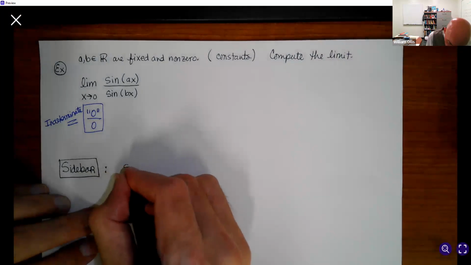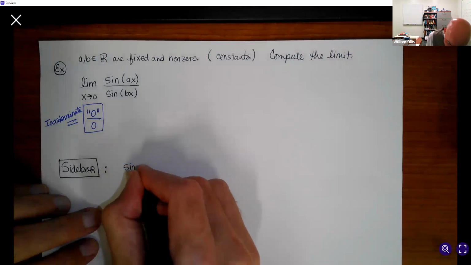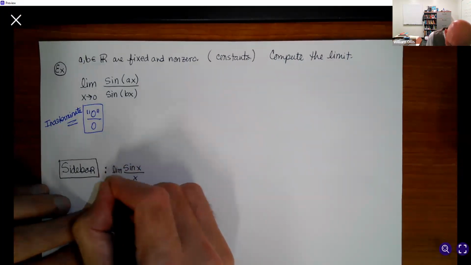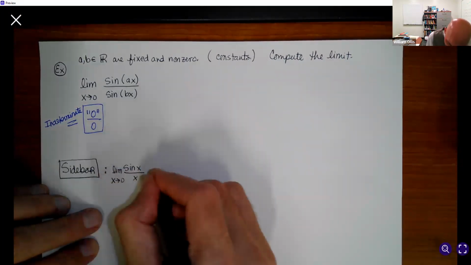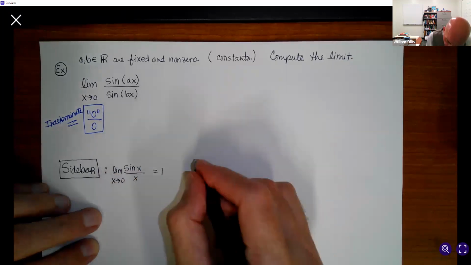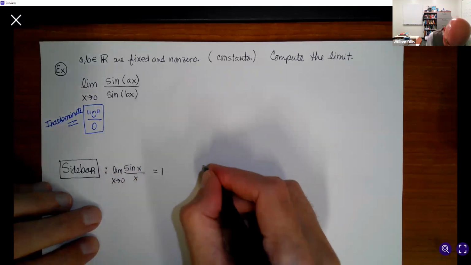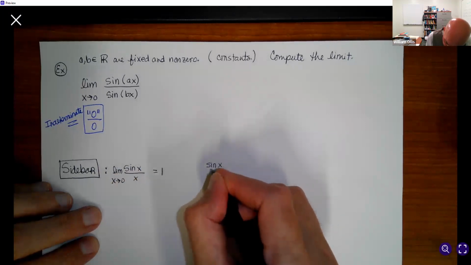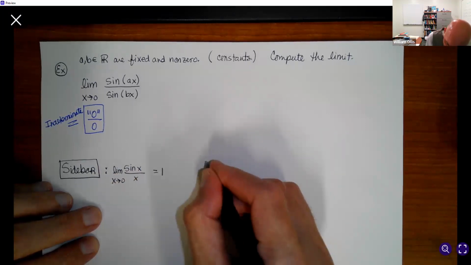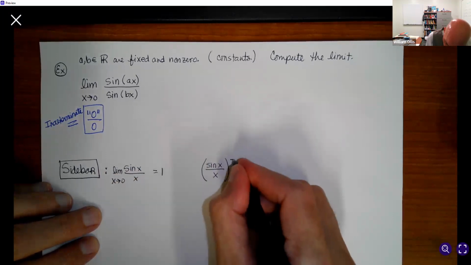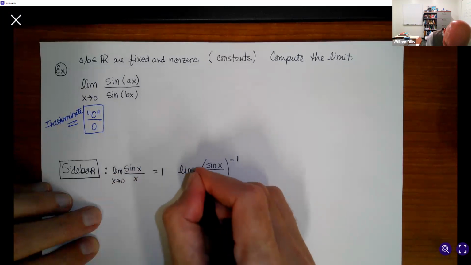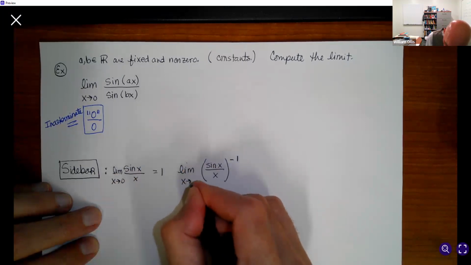For instance, we know that this limit, a sidebar of the sidebar, is 1. So what about the following? So we can now do this. We can say sine, let's write a composition. So we're just going to flip this, to the -1. Limit as X approaches 0.